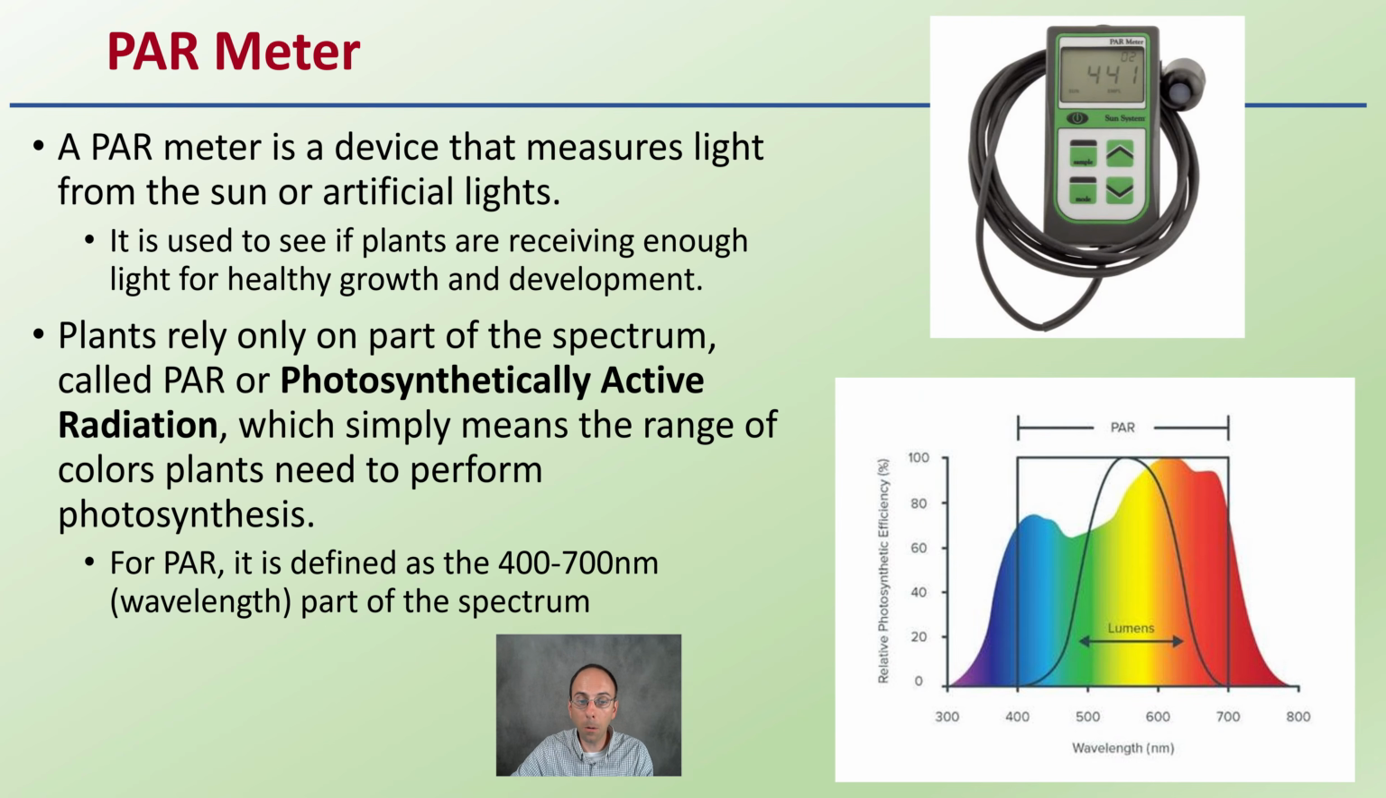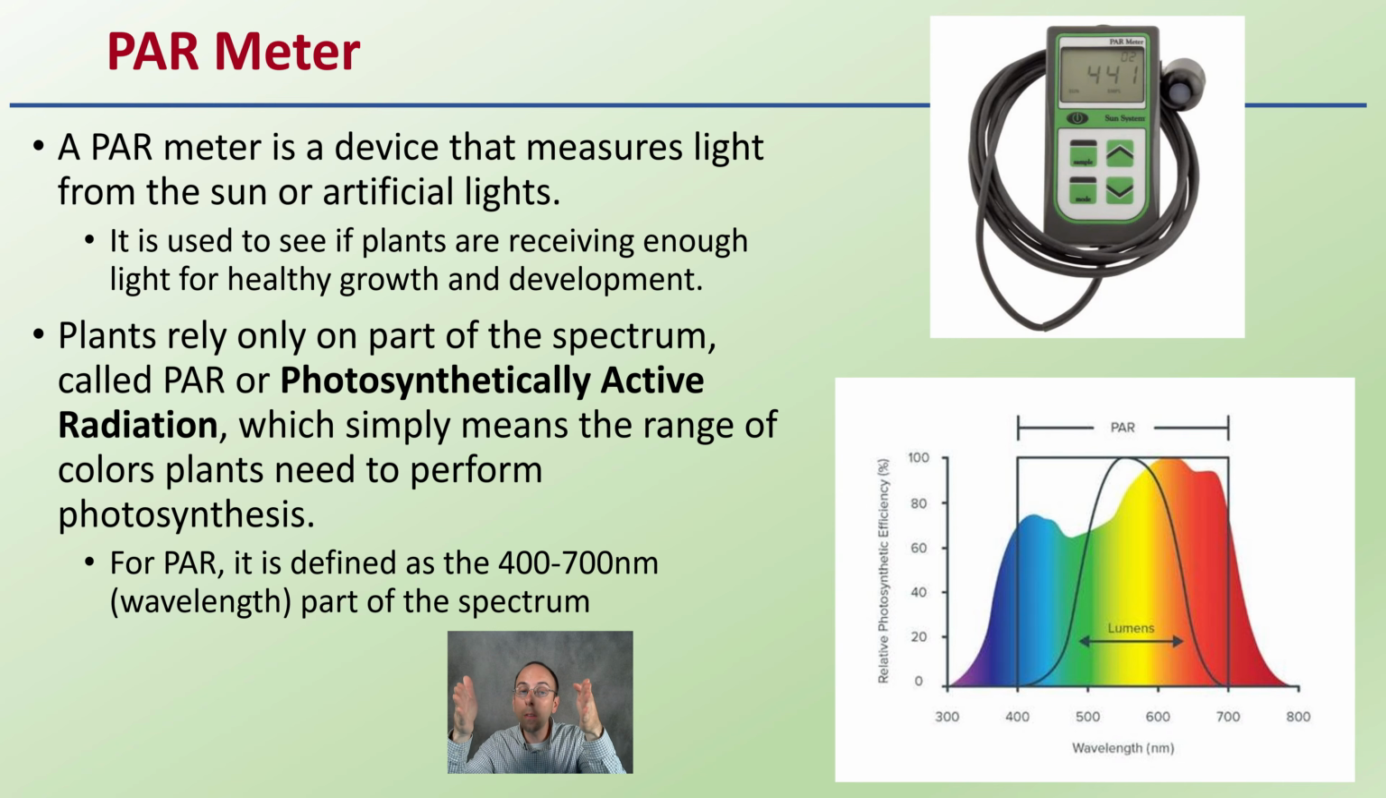There's something called a PAR meter. A PAR meter is a device that measures light from the sun or artificial lights. It's really used to see what light the plants are receiving. PAR stands for photosynthetically active radiation, and that's basically the portion of the electromagnetic spectrum, or the wavelengths of light, that plants are able to utilize. It's pretty much defined as the 400 to 700 nanometer wavelength spectrum, which is the spectrum of light that plants can most readily utilize. Yes, they might use a little bit below and above that, but when we're looking at a PAR reading, that's the area we're talking about.